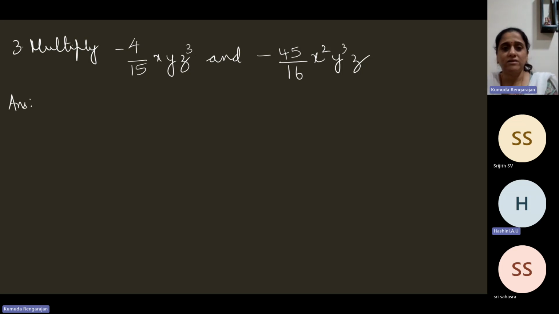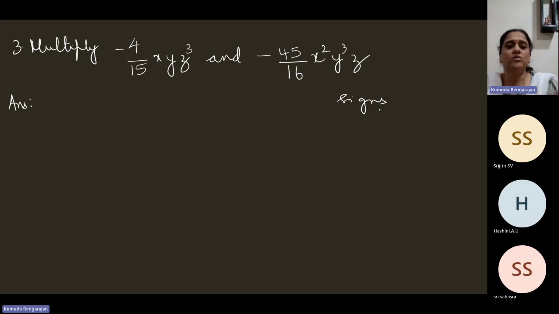Now multiply. Multiply means you should multiply everything. You should multiply the signs, you must multiply the numbers, you must multiply the letters. Ma'am, cross multiplication? No, it's not cross multiplication. Cancelling is different, but maybe you've understood it like that.